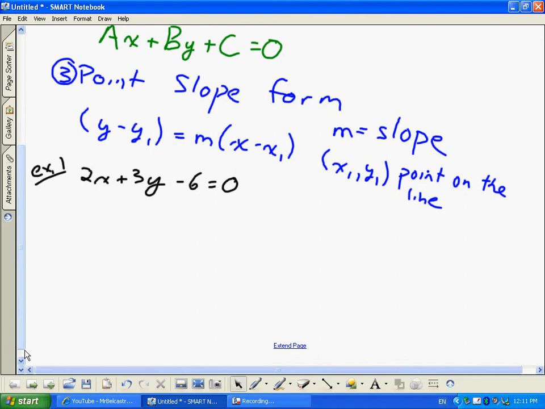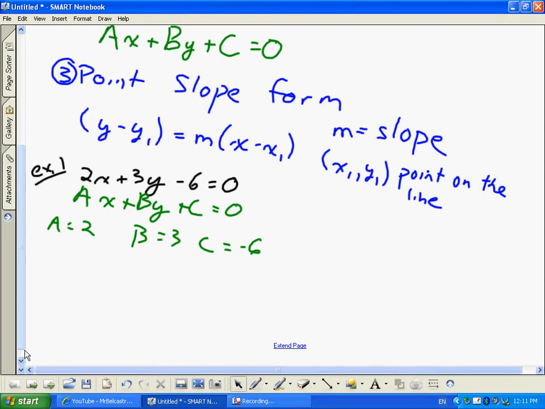So first of all, of the three forms I have above, what form is this one in? It's in standard form. So this one is set up with our ax plus by plus c equals 0. So in this case, our a is a 2, b is a 3, c is negative 6. Not entirely important, but just so we can tell how these two relate to each other.